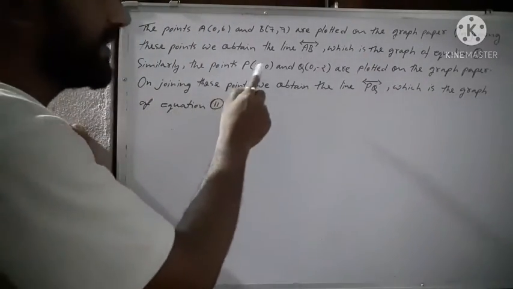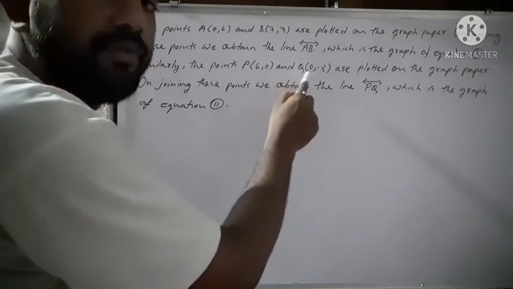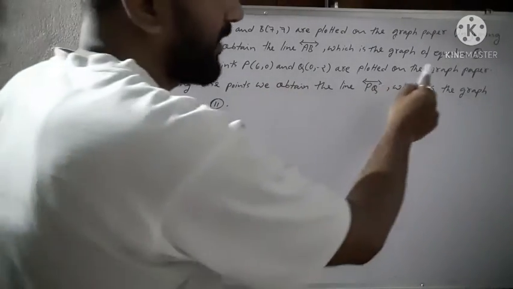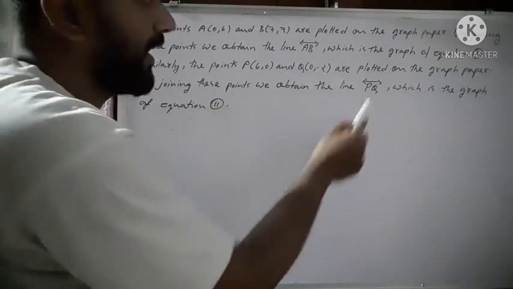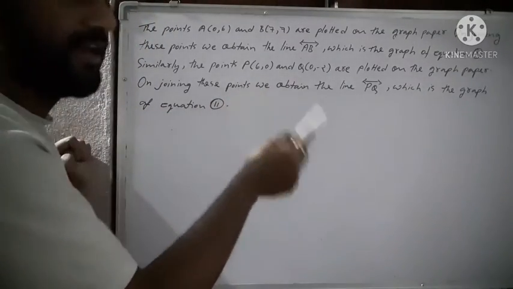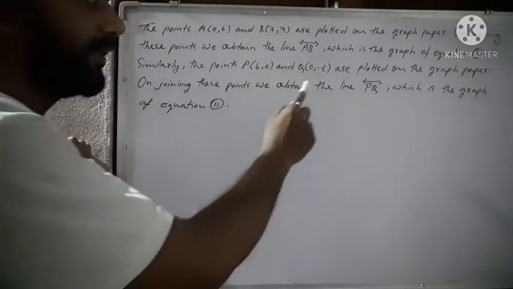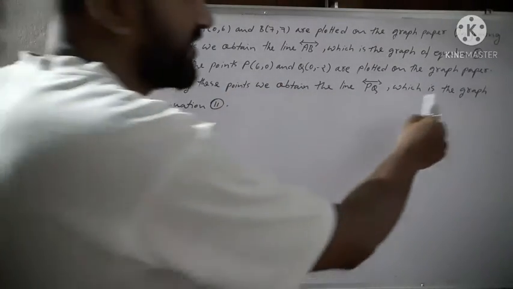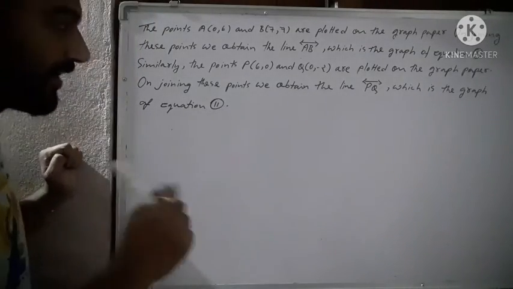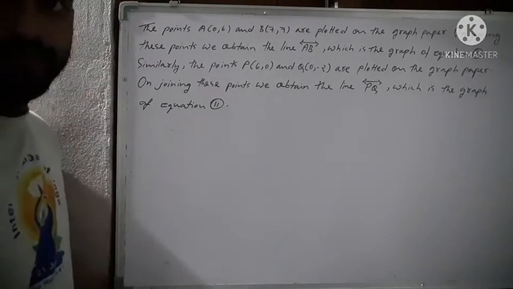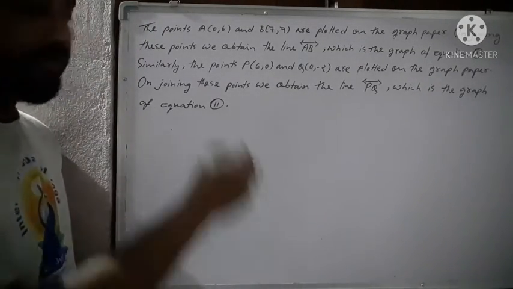Similarly, the points P (6, 0) and Q (0, -2) are plotted on the graph paper. On joining the P and Q coordinates we obtain the line PQ, which is the graph of equation 2. So this PQ line is the graph of equation 2. In this manner we have to solve this question.